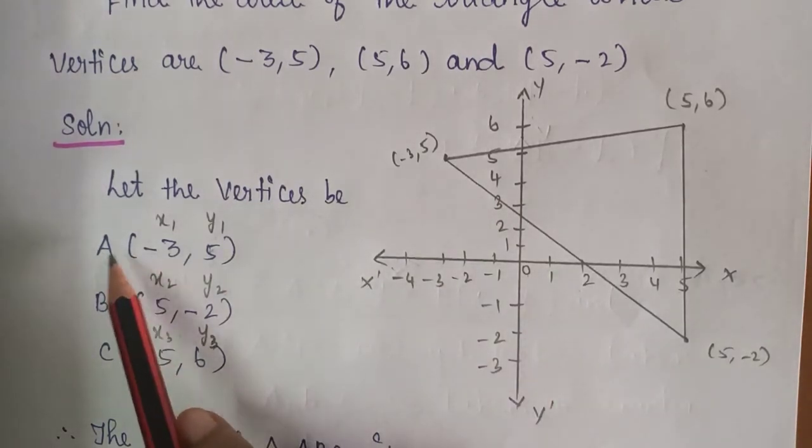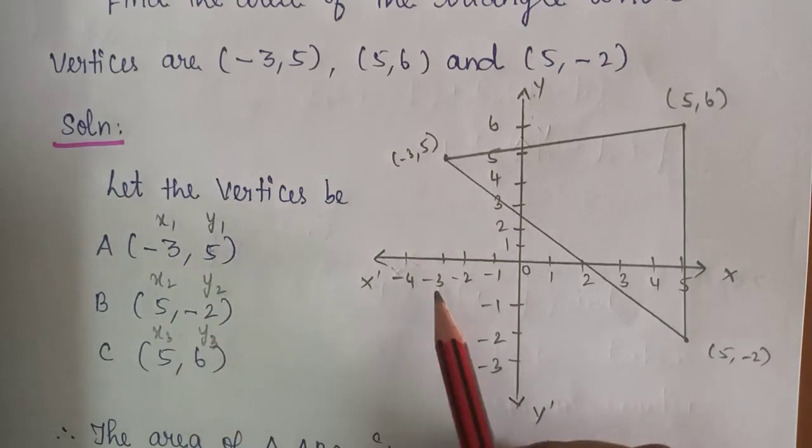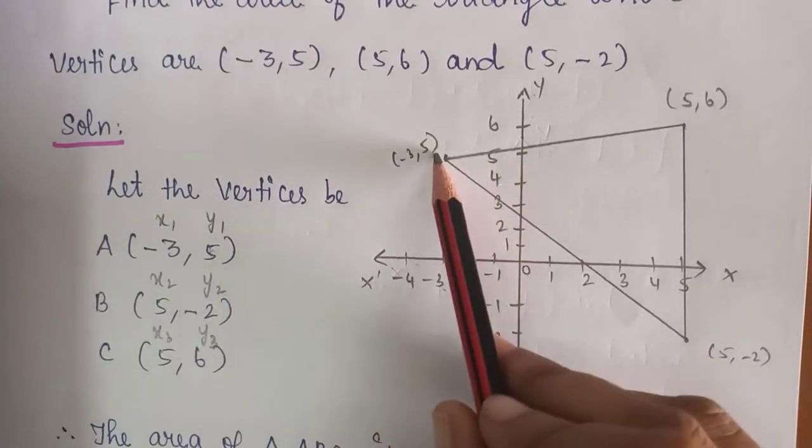The first point is A (minus 3, 5). So minus 3 is on x dash and 5 is on y.